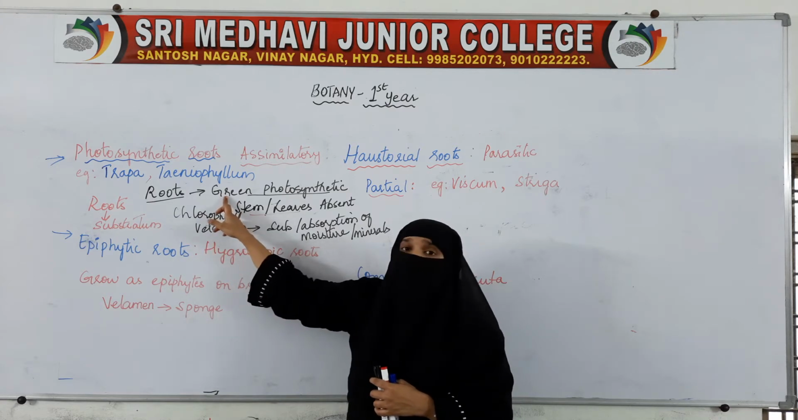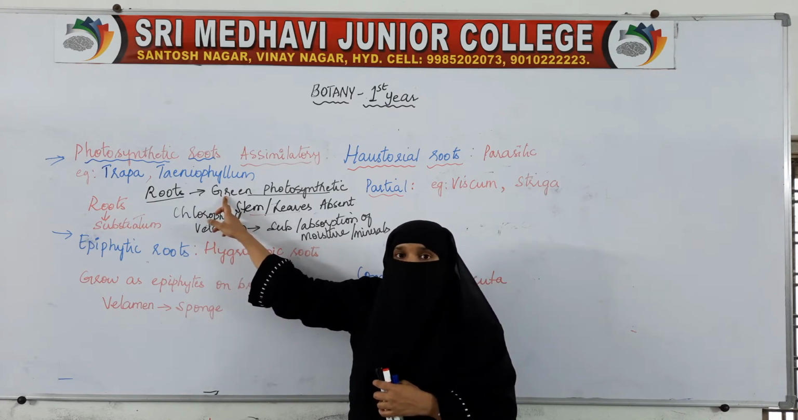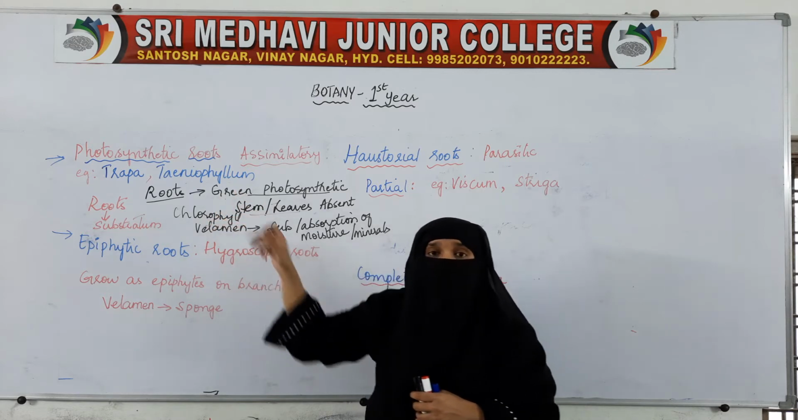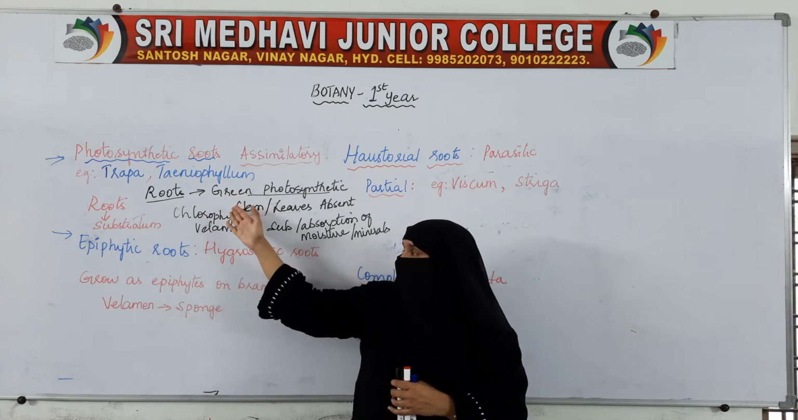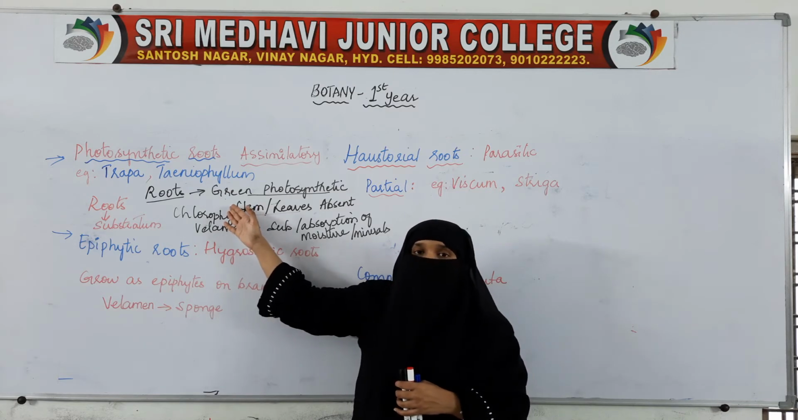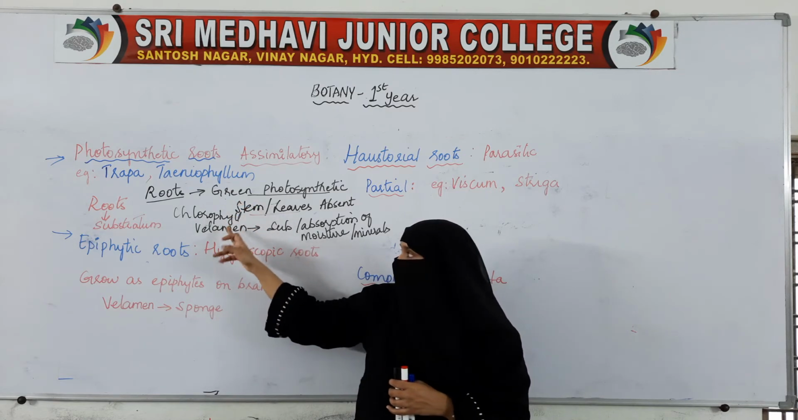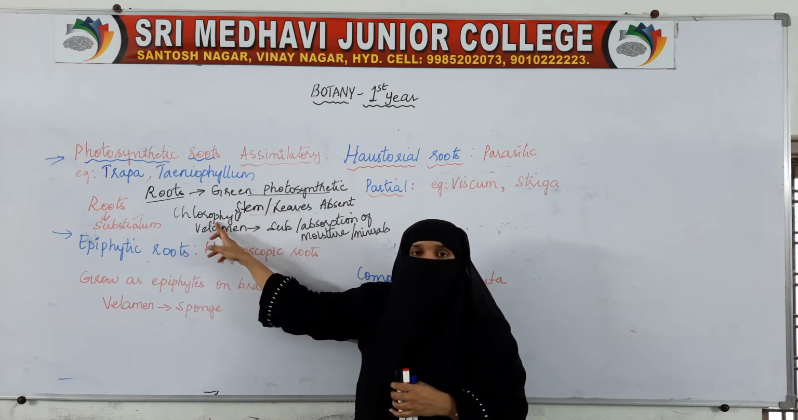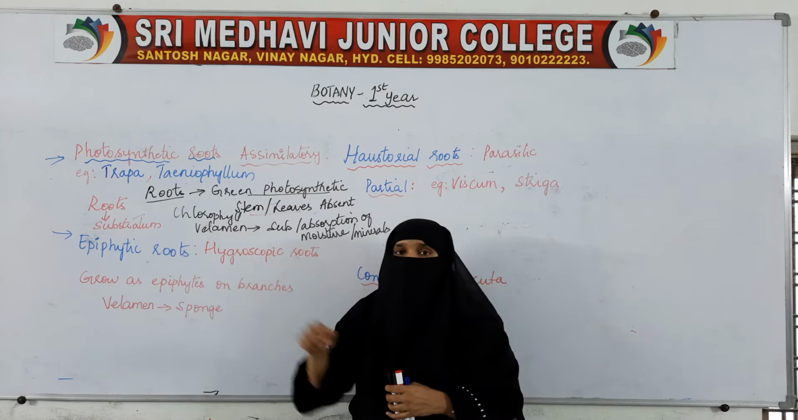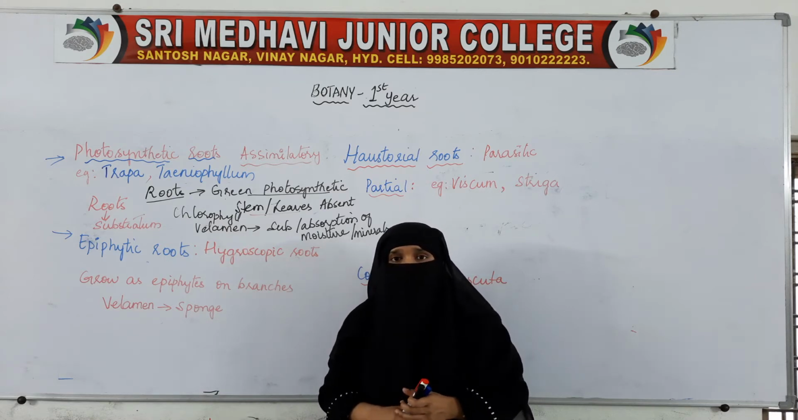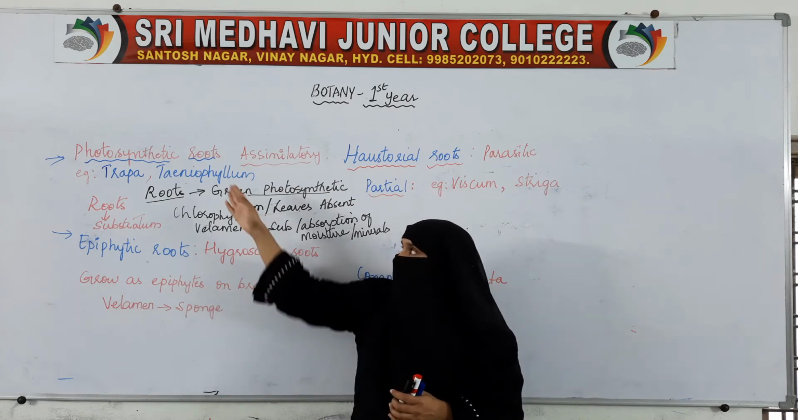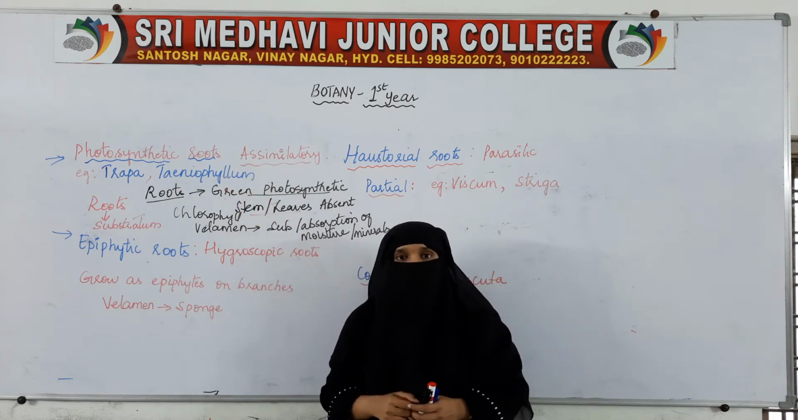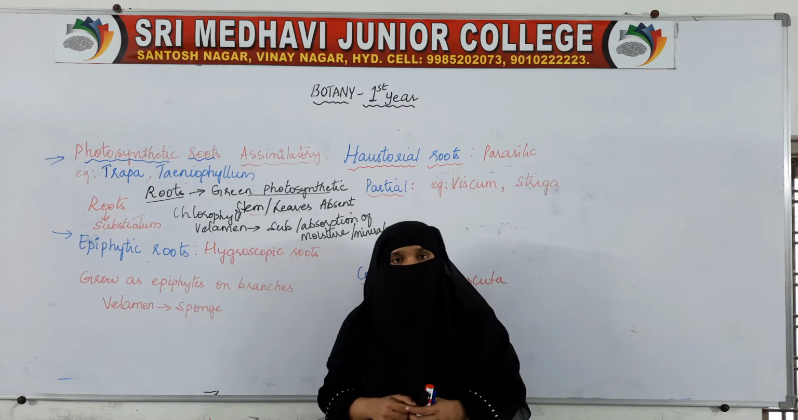The roots will be green in color. Typically roots are non-green or brown in color, but in these plants the roots will be green because of a pigment called chlorophyll. Because of this chlorophyll and velamen, they are able to produce food materials and survive. So such roots are called photosynthetic roots or assimilatory roots.